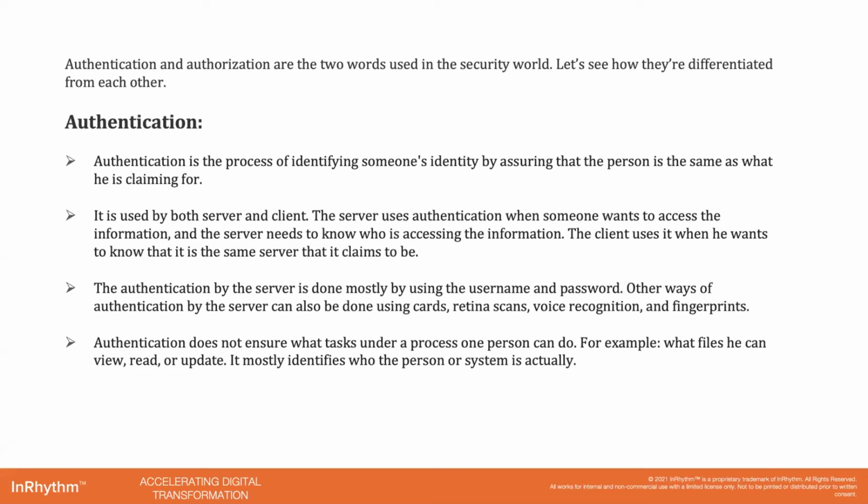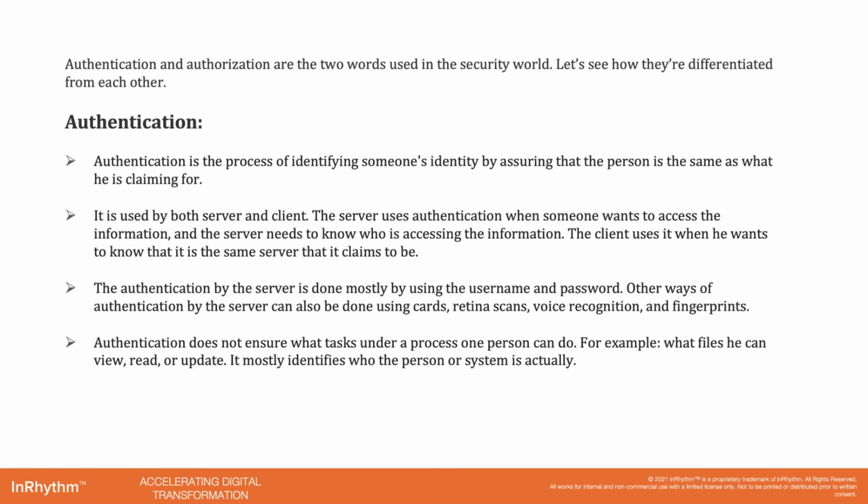The authentication by the server is done mostly by using username and password. Other ways of authentication by the server can also be done using cards, retina scans, voice recognition, and fingerprints. So authentication does not ensure what tasks under a process one person can do, for example, what files he can view, read, or update. It mostly identifies who the person or system actually is.